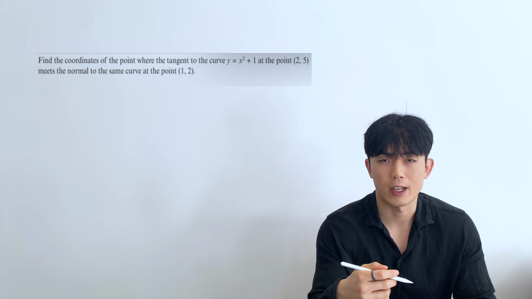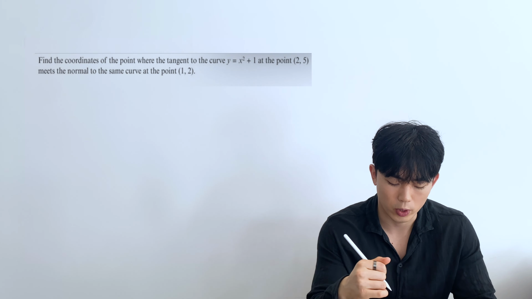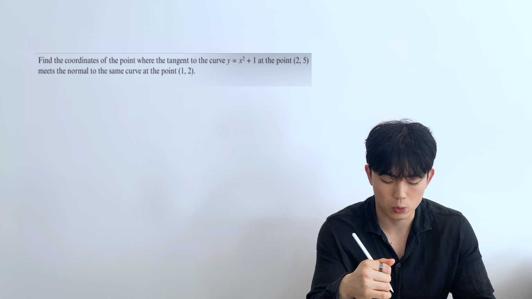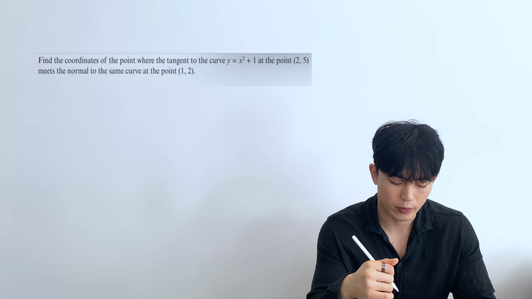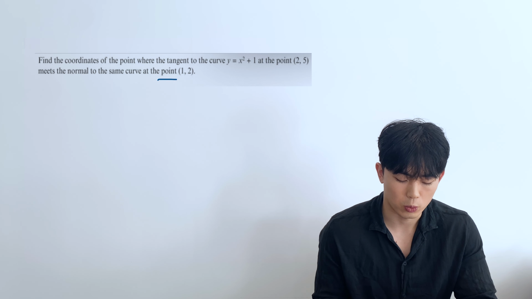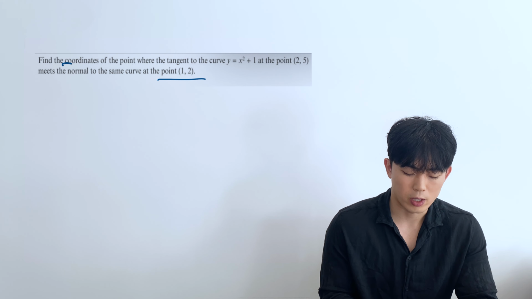So using that knowledge, let's try and solve this question here. So we have the coordinates of a point where the tangent to the curve y is x squared plus 1 at the point 2, 5 meets the normal to the same curve at the point 1, 2. So we need to find the coordinates at which they intersect.